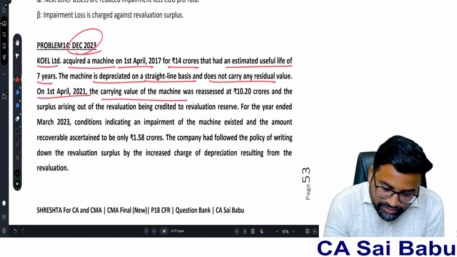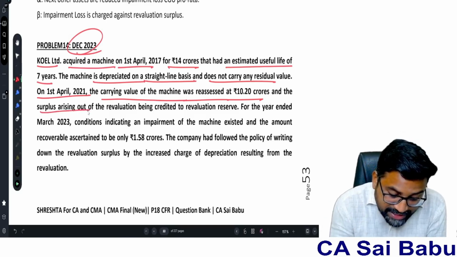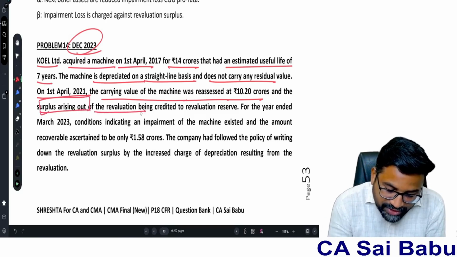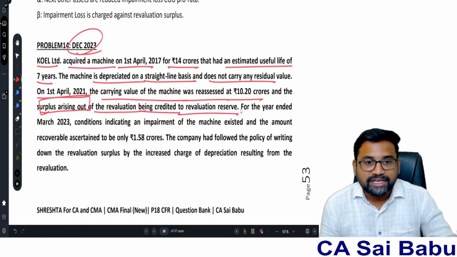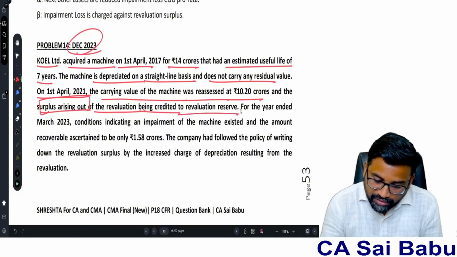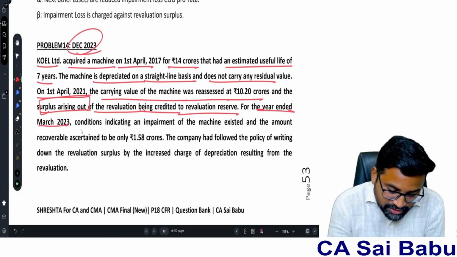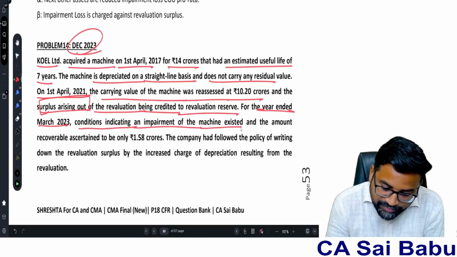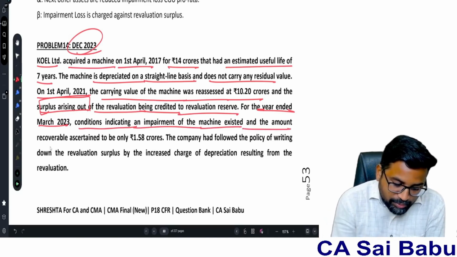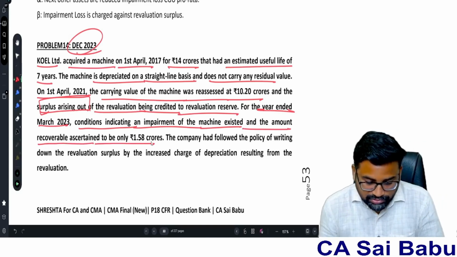The carrying amount of the machine was reassessed at 10.2 crores and the surplus arising out of the revaluation was credited to revaluation surplus. That means this asset is subject to revaluation surplus. This asset is already revalued. For the year ending 31st March 2023, after 2 years, conditions indicating an impairment of the machine existed and the amount recoverable was ascertained to be only 1.5 crores.